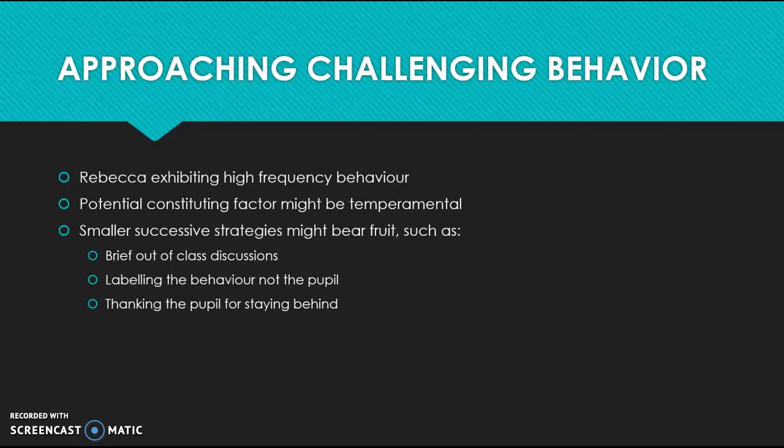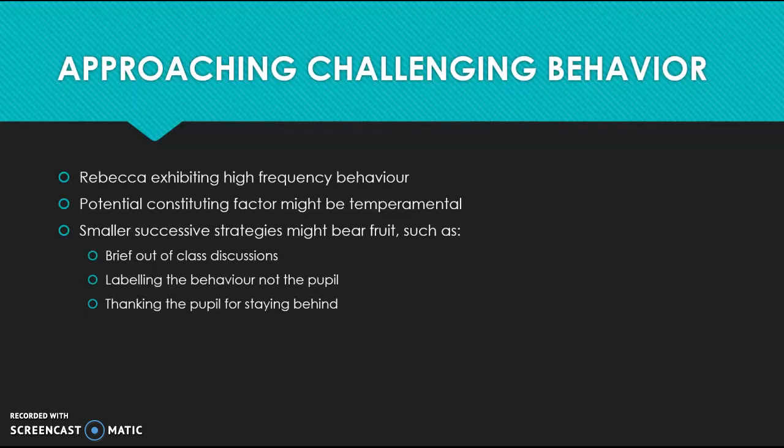First of all, a brief out-of-class discussion. A brief out-of-class discussion would mean that I would talk with Rebecca outside of class, where I would summarize what I thought she was doing wrong and why I thought it was wrong. I would offer my help if she thought she needed to be accommodated in some way. Finally, I would also offer options she could choose from to manage her own behavior.